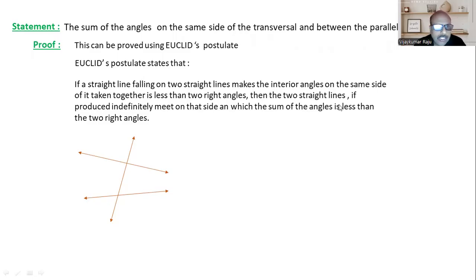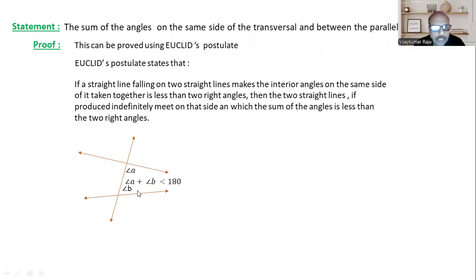Then the two lines, if produced, if the total of these two interior angles is less than two right angles, and one right angle is 90 degrees, so two right angles should be 180 degrees. That means if the total of these two angles is less than 180 degrees, and if you try to produce these lines, they will intersect. Okay, that is what he wants to say. Let us see. This is angle A, this is angle B.